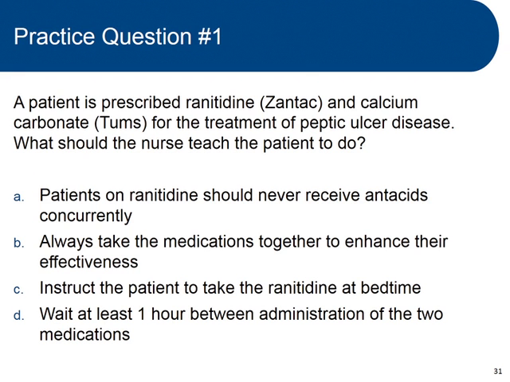Okay, so our first question: a patient is prescribed ranitidine and calcium carbonate for the treatment of peptic ulcer disease. What should the nurse teach the patient to do? A, patients on ranitidine should never receive antacids concurrently. B, always take medications together to enhance their effectiveness. C, instruct the patient to take the ranitidine at bedtime. Or D, wait at least 1 hour between the administration of the two medications.